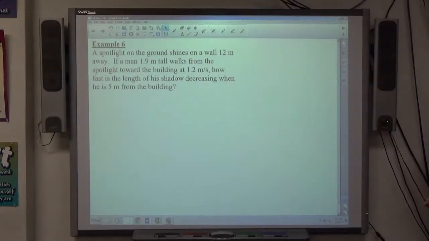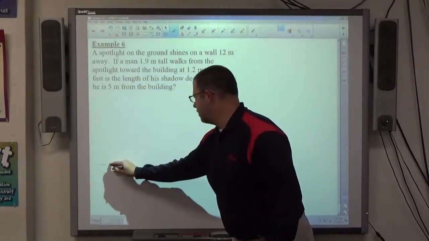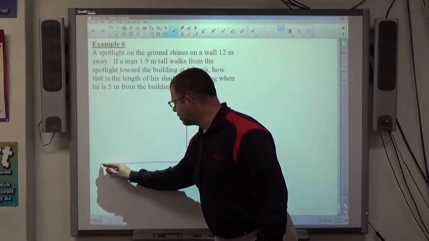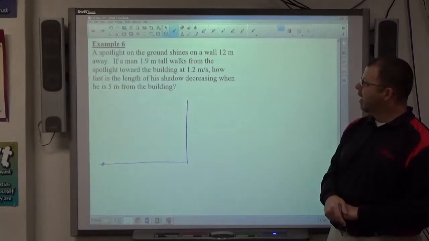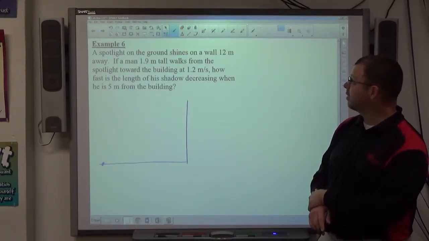Example 6, a spotlight on the ground shines on a wall 12 meters away. So let's start off with that. There's the floor, there's the wall, and here's the spotlight. And it says a spotlight on the ground, so the spotlight's on the ground there, you can see that. Shines on a wall 12 meters away.